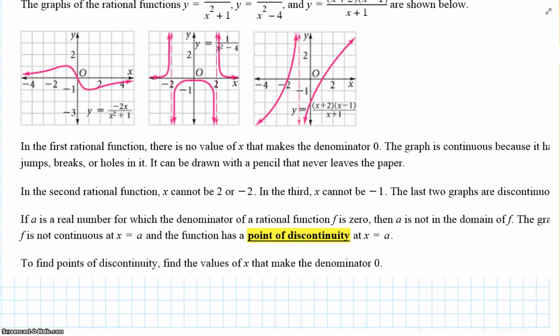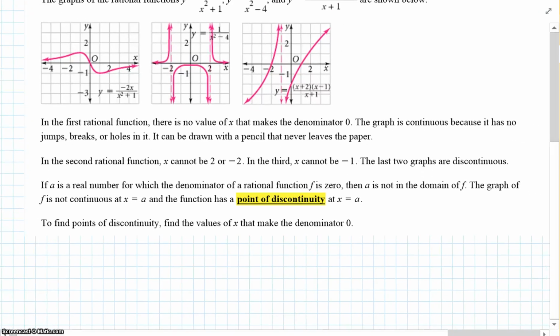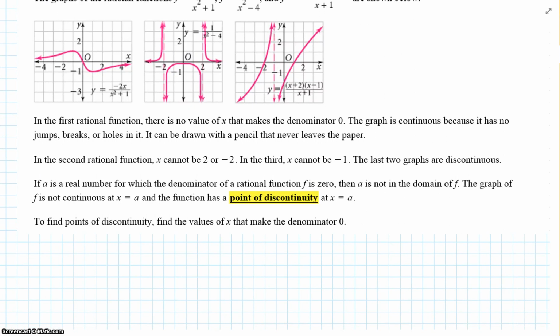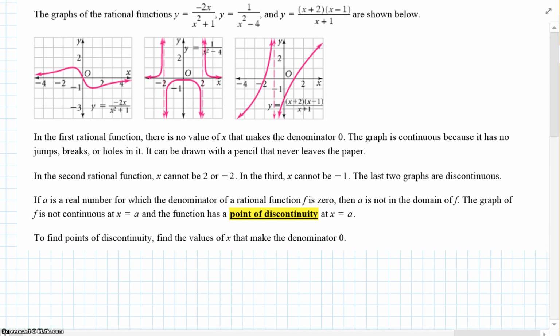In the first rational function, there's no value of x that makes the denominator 0, so the graph is continuous, because it has no jumps, breaks, or holes in it. It can be drawn with a pencil that never leaves the paper. In the second rational function, x cannot be 2 or negative 2. And in the third function, x cannot equal negative 1. The last two graphs are discontinuous.